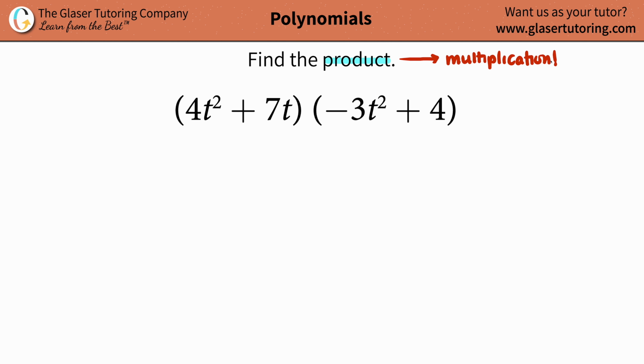And we're going to take these two polynomials, so I have 4t squared plus 7t, and I'm going to multiply this whole polynomial with this one, negative 3t squared plus 4. All right, well, the question is, how do we do that?